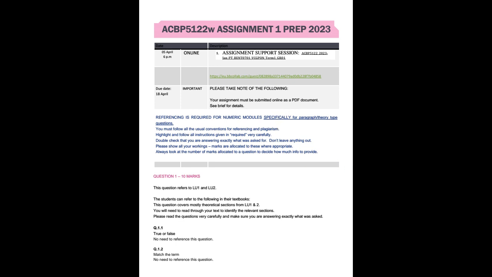There's a very important note here about referencing. You guys are academic students. Referencing counts for everything, no matter what you do. Any academic submission must be referenced if necessary. So for your numeric modules, you only need to reference any paragraph type questions or explanation type questions that you need to give. And they must be referenced according to the Harvard method used by VC, which I'm sure you've had training on and is available in all sorts of different places on your student hub and via Learn, etc.